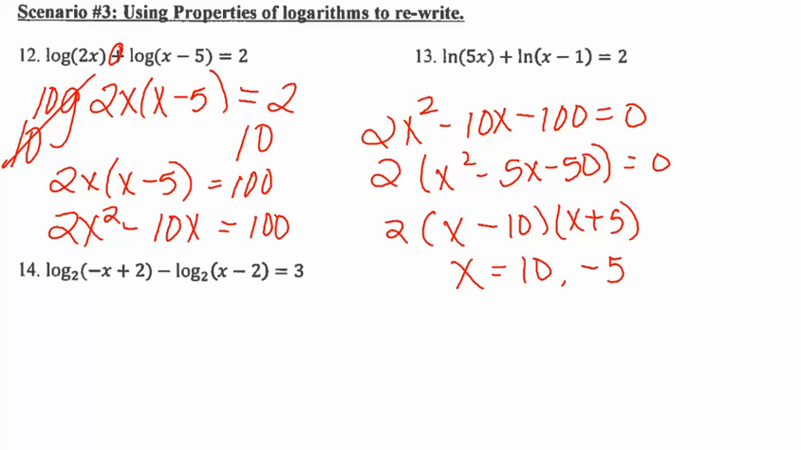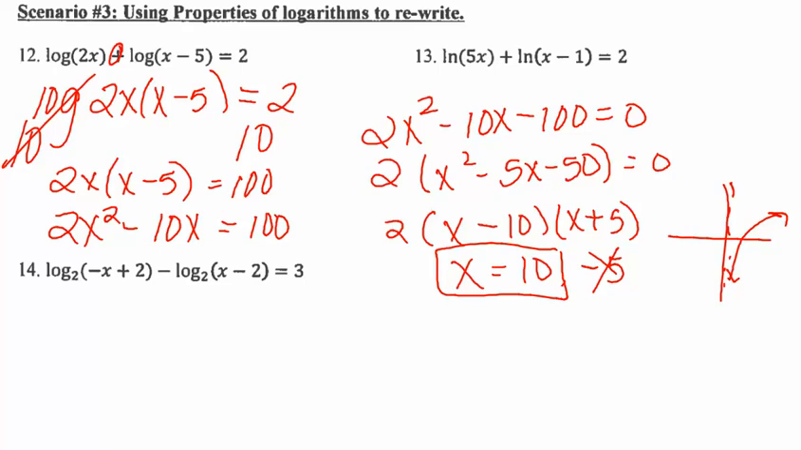Now I'm going to plug them in and make sure that none of the inputs of my logs are negative. Log of 10, that works. Log of negative 5, that doesn't work. Logs are not allowed to have negative inputs because the parent function of the log looks like this, and your x values are always positive.